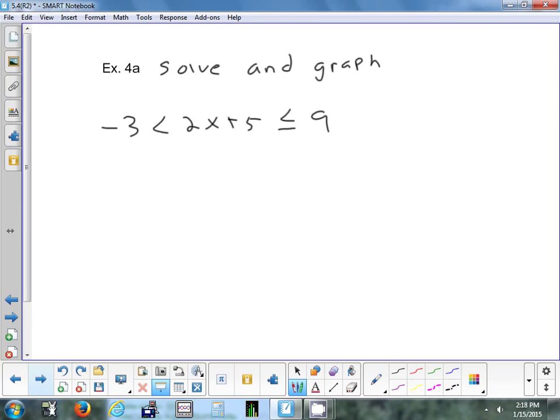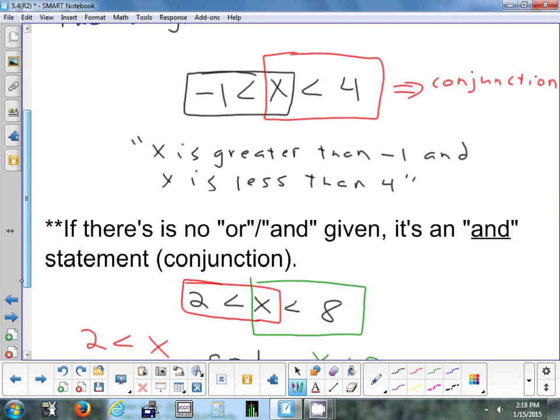All right, we're going to solve it, and we're going to graph it. First step to solving it is to split it back apart into two statements connected with the word and. Who can give me one of my statements? Just give me the one that's on the left. Negative 3 is less than 2x. The part that's in the middle goes with both. The whole thing that's in the middle.